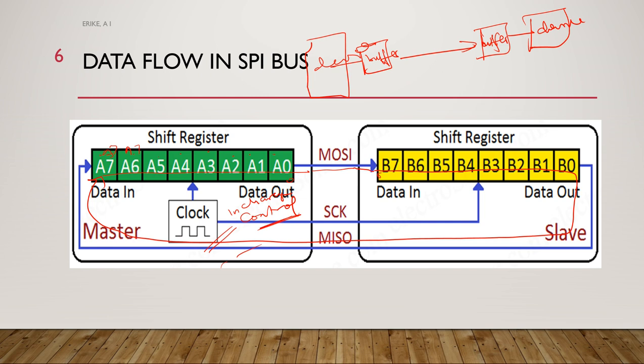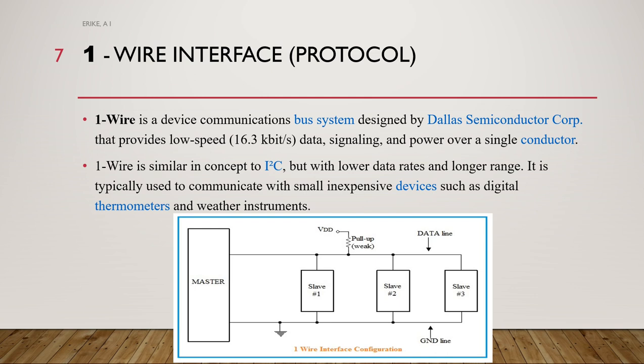So next we look at the one wire interface protocol. Okay, so when you look at it, we say that one wire is a device communication bus system that's designed by Dallas Corporation, with low speed. It has low speed data and signaling and power over a conductor. So it is typically for low data rates and longer range. So it's typically used to communicate with more inexpensive devices such as digital thermometers.